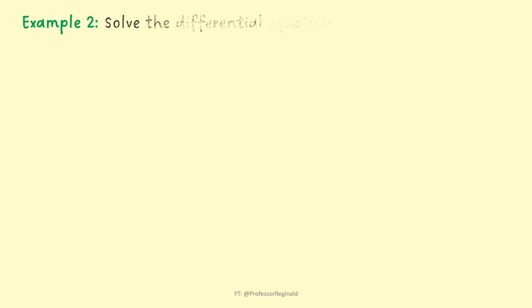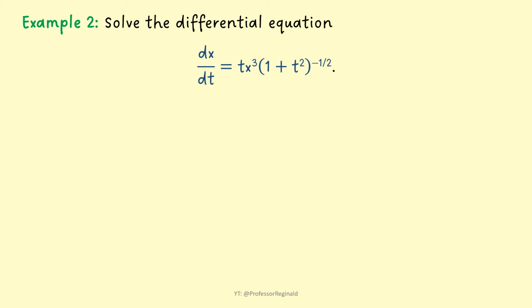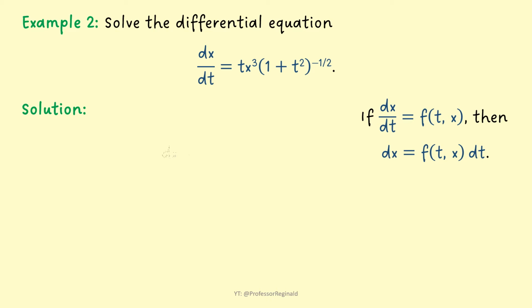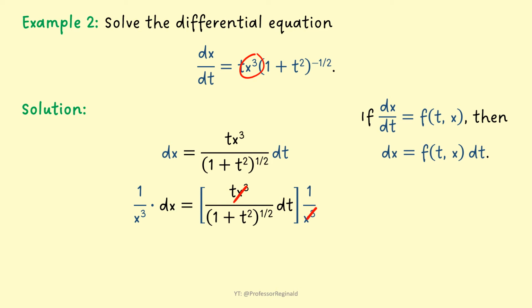Example 2. Solve the differential equation. Solution. Write each side of the equation in terms of just one variable. First, use the definition of a differential. Then, divide the whole equation by the factor we want to separate. Because each side of the equation is in one variable, integrate both sides of the equation.